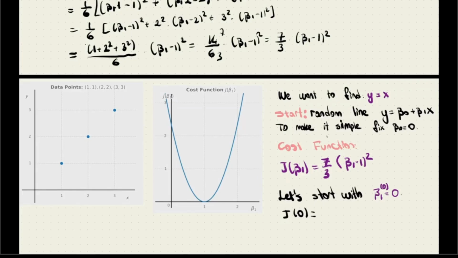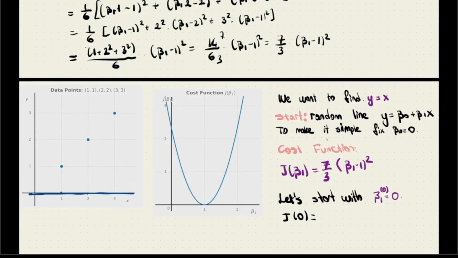So we started with this line here, y equals 0, and the cost function is the sum of the squares of these distances divided by 6. Since we already calculated our cost function, I'm just going to plug in 0 here, so we get 7 by 3. If we look at the cost function graph, it's going to be here.